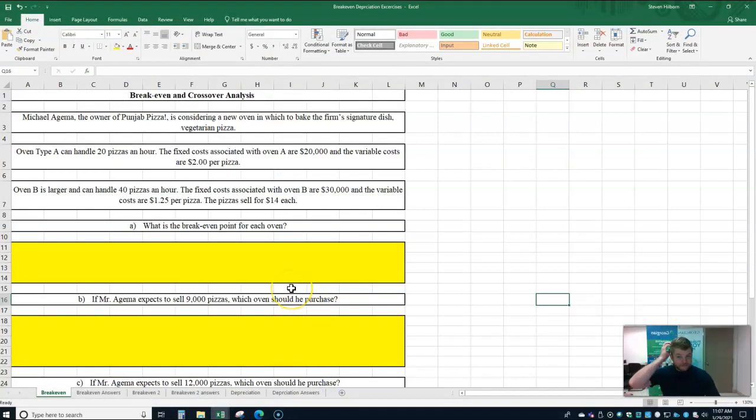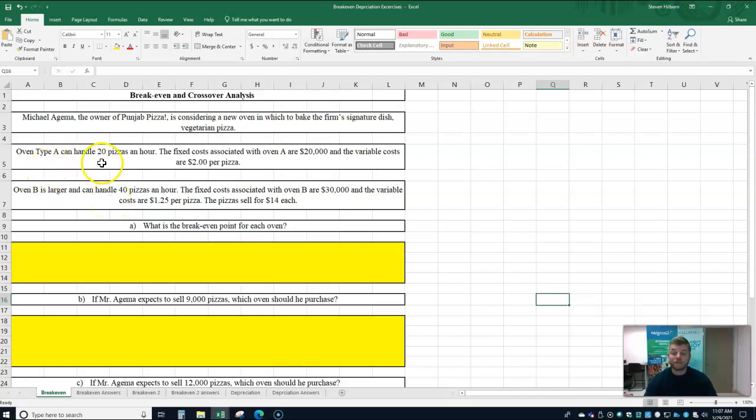So the very first one that we're going to be taking a look at is the break-even analysis. Michael Agama is the owner of a pizza place called Punjab Pizza, and it's considering a new oven which will bake the firm's signature dish, the vegetarian pizza. Now, this is one of those financial management discussions where not only are we looking for break even, we're looking for break even based on two different scenarios. These two different scenarios are different types of ovens.